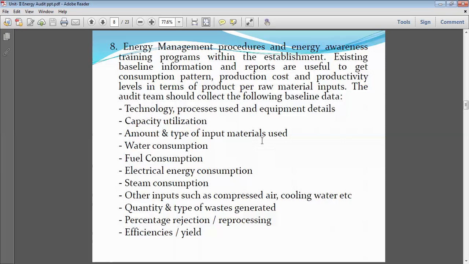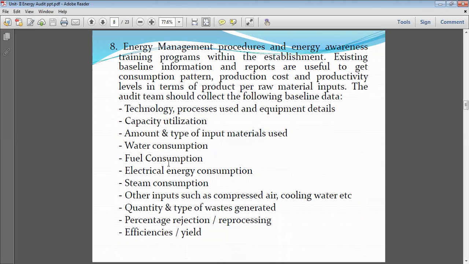What is the technology they are adopting? What is the present technology? Or we can replace it, or replace it partially, in a technological way. Then the process: what is their process? Can we improve the methodology of the process? By making a flow chart, we can improve the process of the industry. Capacity utilization: what is the capacity and how much are they utilizing? Suppose the pump is 50 HP, but the actual requirement is only 30 HP. So we are not using the total capacity.